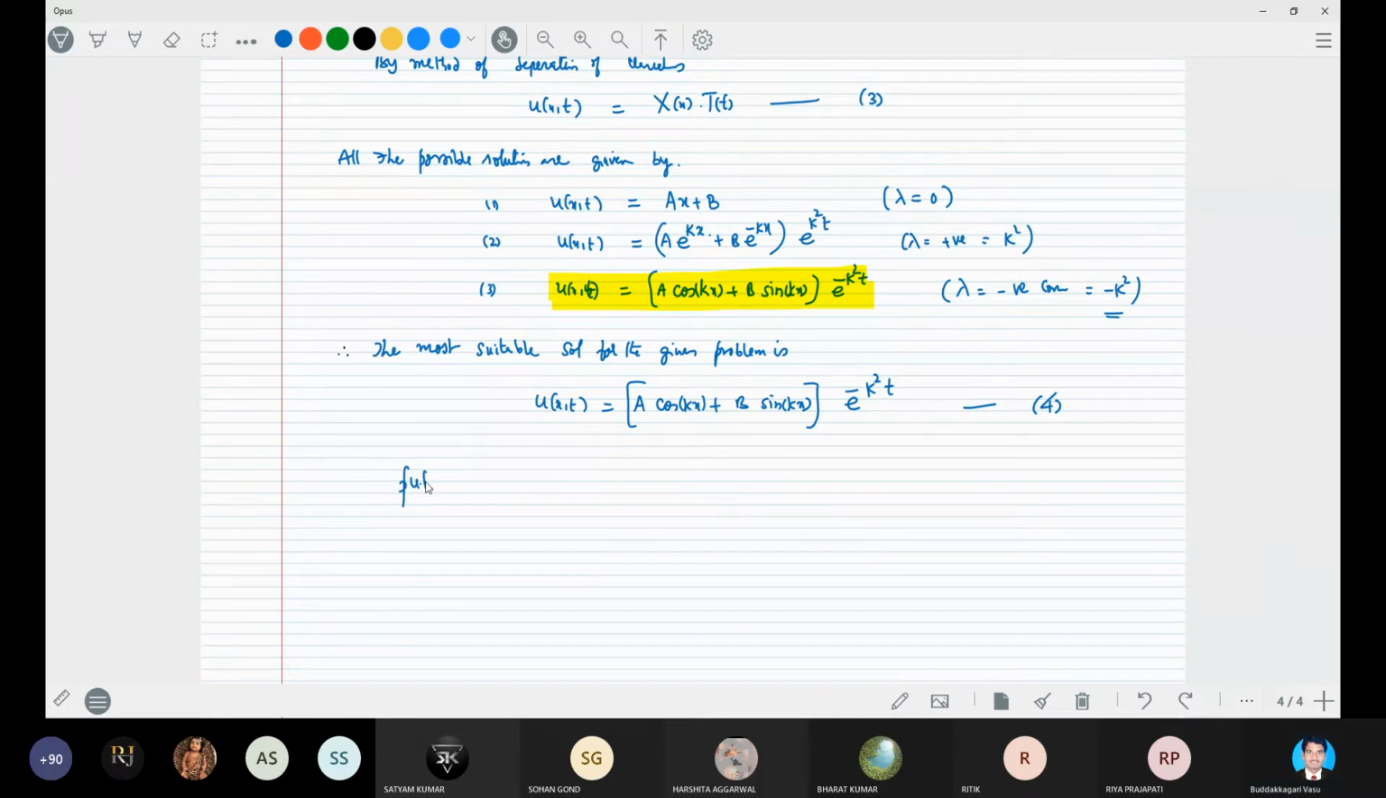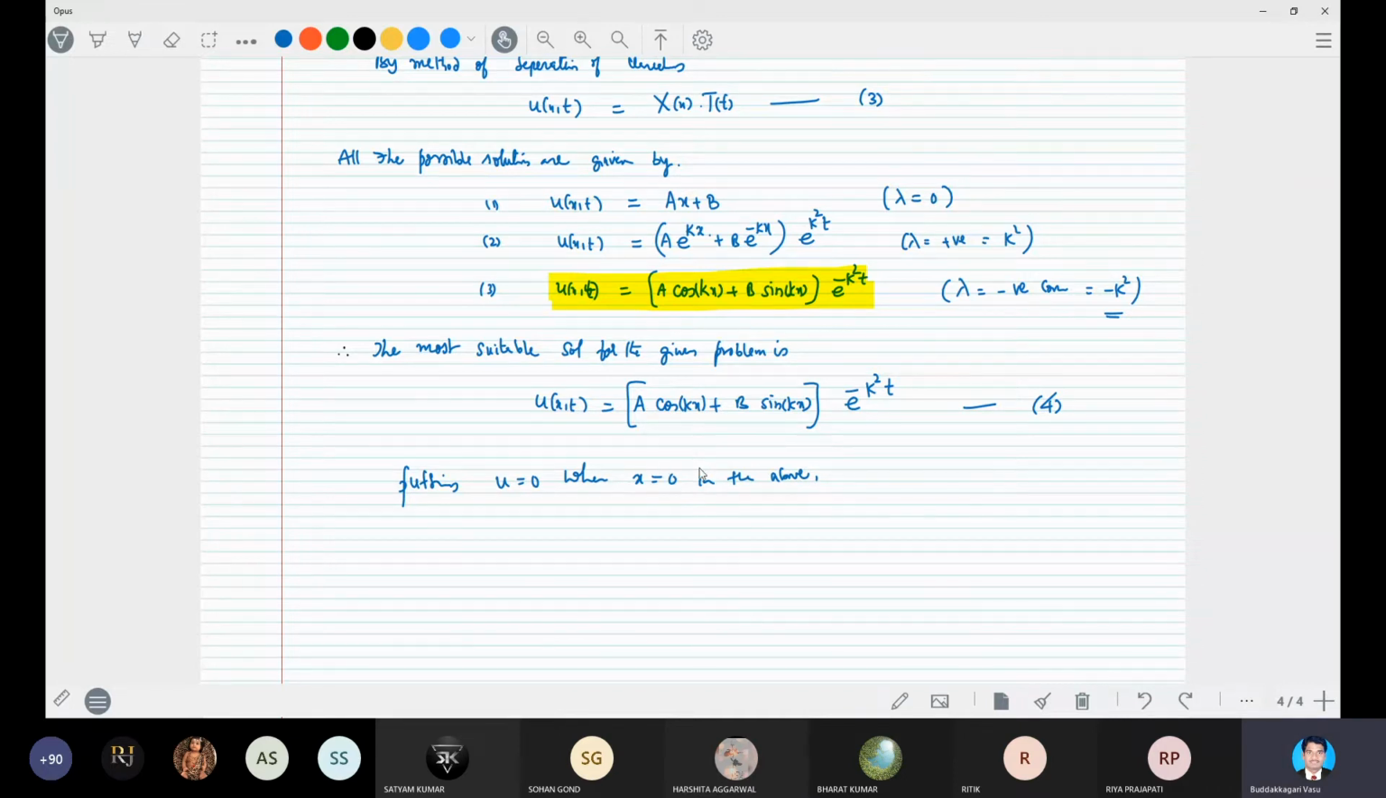Now putting u is equal to 0 when x is equal to 0, the resulting u in the above is equal to 0. Tell me what will be the value? When x is equal to 0, this term is 0. This is the only term we have: a into cos kx into e power minus k square t is equal to 0. So e power minus k square t is not equal to 0. This is an exponential function, so only a is 0, right?